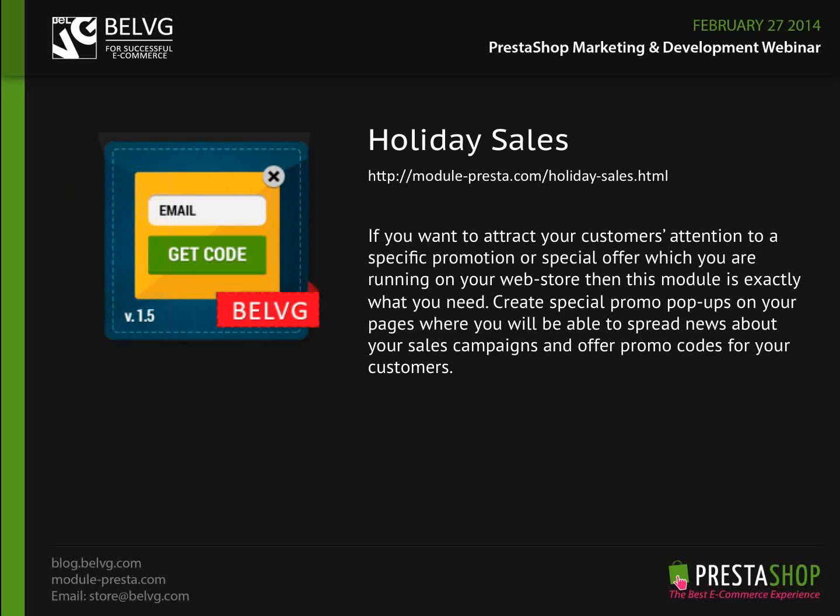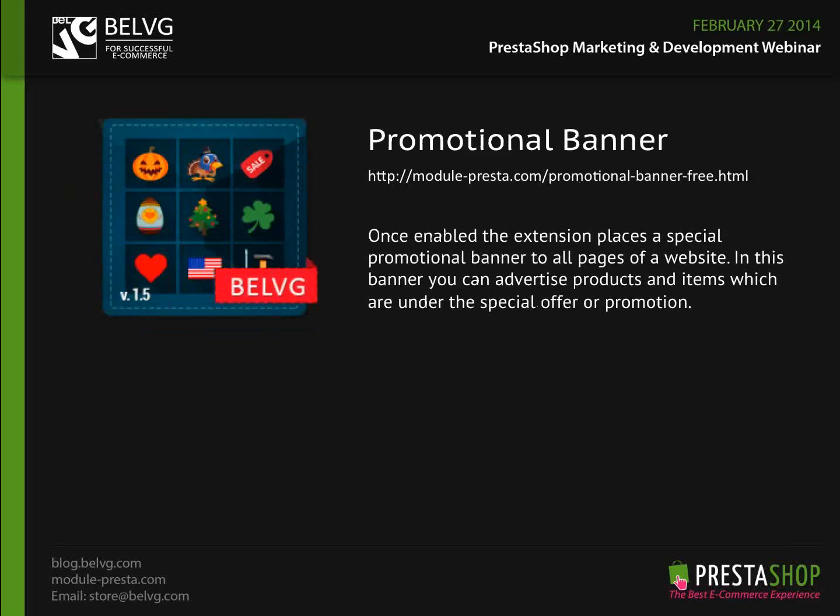Third module is the so-called holiday sales module. This module allows you to create pop-ups with different marketing information or marketing tools. You're able to allow the user to add promo codes, display some marketing information, or collect brief info from your customer.